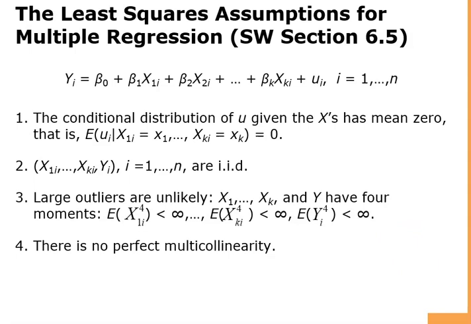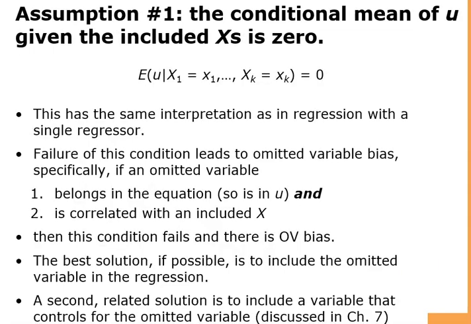So assumption number 1 is that the conditional mean of u given the included x's is 0. So pretty much the same interpretation as in the regression with a single regressor. You're basically looking at whether there's a correlation between x and u. If that is the case, then we have one of the conditions for omitted variable bias. And if that is the case, then we should actually include that omitted variable in the regression.